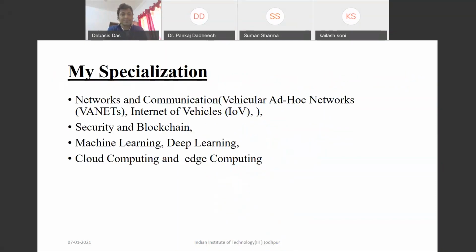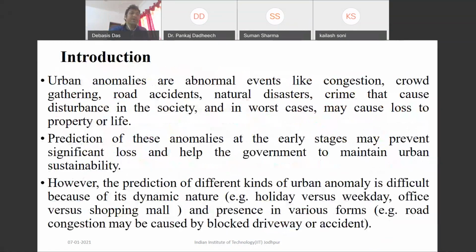So what is the urban anomaly? Just as I explained, urban anomalies are abnormal events like congestion, crowd gathering, road accident, natural disasters, it means like climate change, or climate events that cause disturbance of the society. In the worst case, they may cause loss to property or life. So this is the general concept of an anomaly, or urban anomaly.